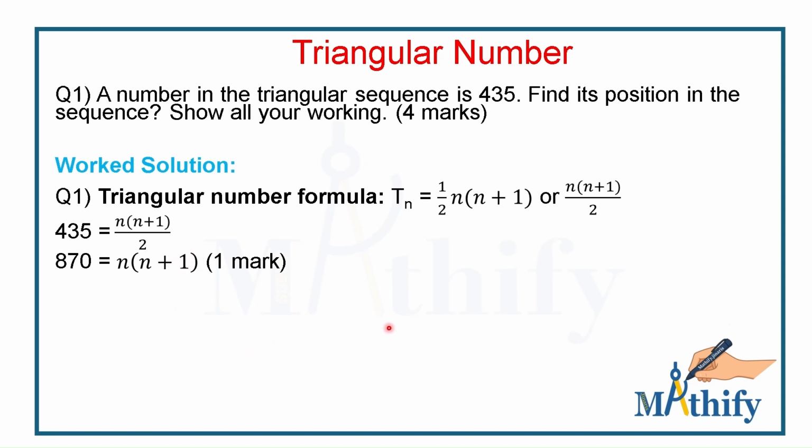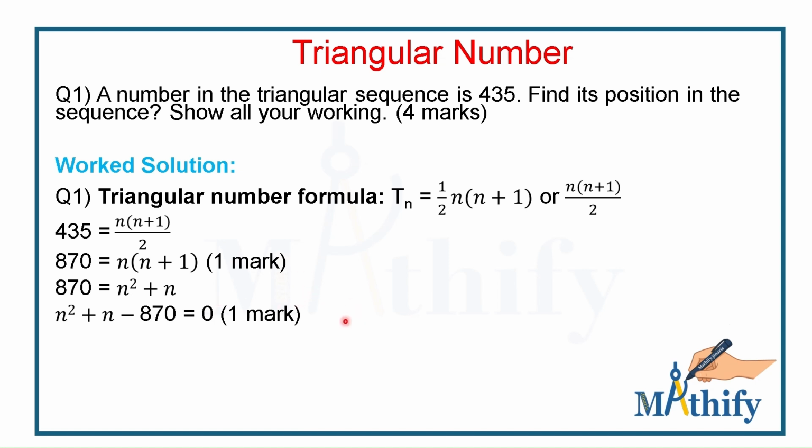Next we would expand the brackets here. That would be n squared, because n times n is equal to n squared, plus n times 1 is n. Therefore 870 is equal to n squared plus n. Now we need to rearrange this equation and make it equal to 0. So our 870 will be moved to the right side of the equation to make it minus 870. So n squared plus n minus 870 is equal to 0. These are your 2 marks secured.